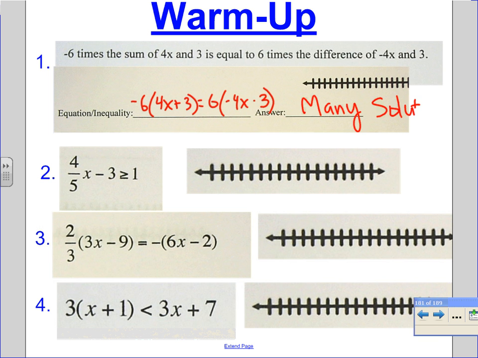How did you set yours up? That's just after the distributing. You're good. Okay, Annalise, if it's many solutions, what should the graph look like? Okay. Going in both directions, I always have fun and make it really, really dark. Many solutions, anything works. Okay, Mary, what did you get for the second warm-up? Okay, what should the number line look like, Mary?